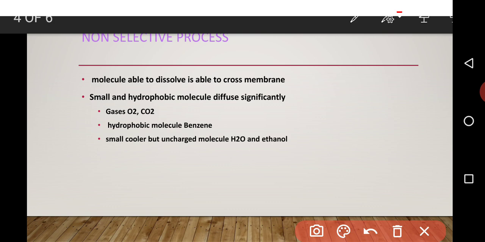Another one is the small polar but uncharged molecule. The third point is small polar but uncharged molecules. The molecule should be small, it should be polar like the water molecule, but it should not have any charge. Such uncharged molecules like H2O and ethanol again freely diffuse through the plasma membrane.